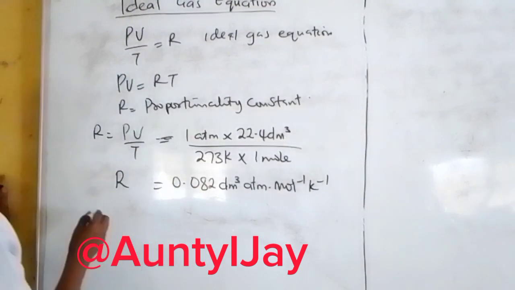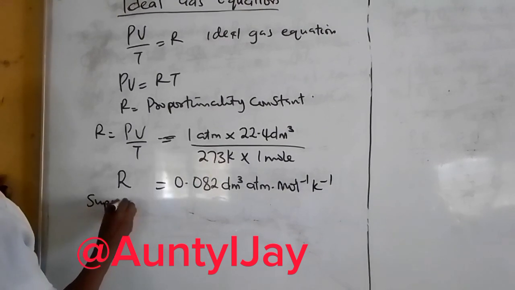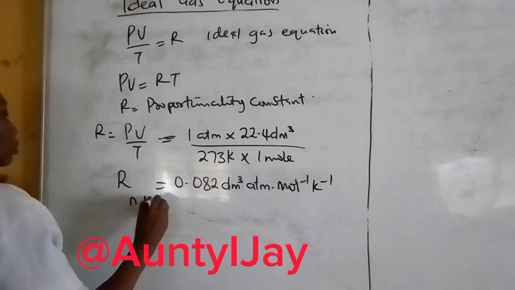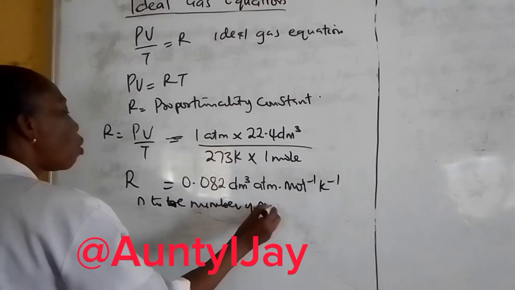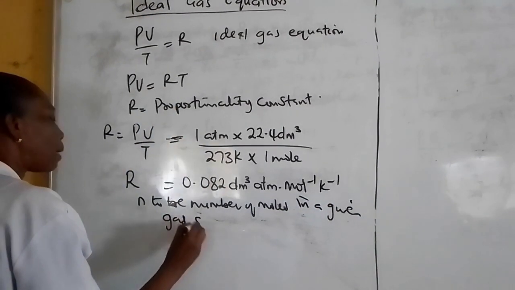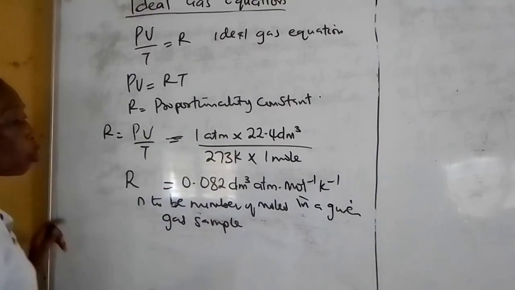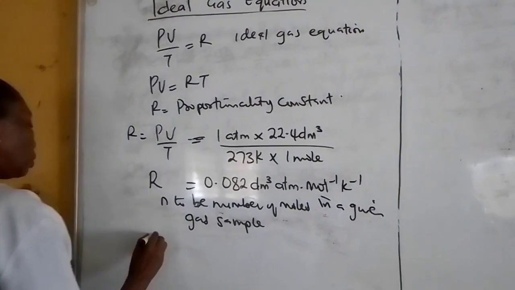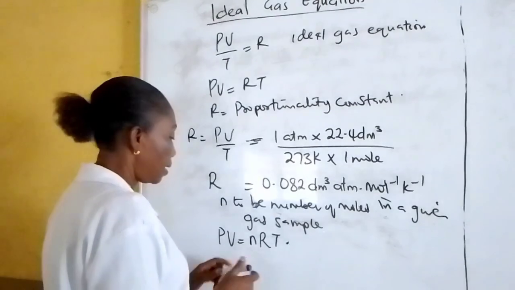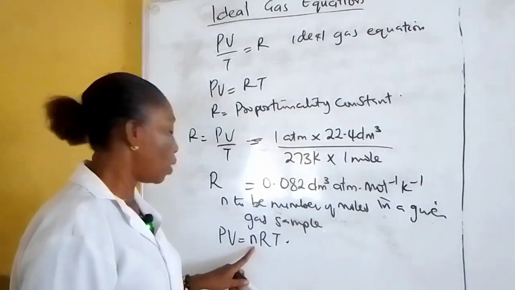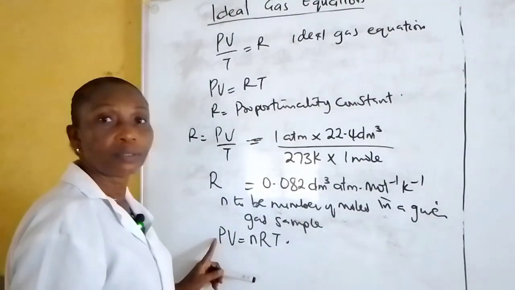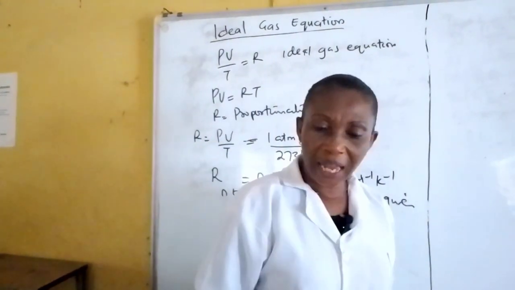Now, supposing we have n to be the number of moles in a given gas sample, the equation becomes PV equals nRT, where n is the number of moles of the gas we are dealing with, R is the molar gas constant, or the proportionality constant, then P is pressure, V is volume, and T is temperature. Now let's take some problems.